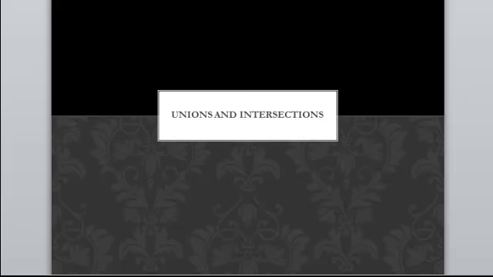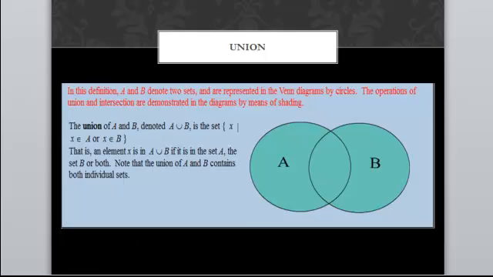This section is about unions and intersections. Okay, this is the real definition for a union. A and B denote two sets and are represented in the Venn diagrams by circles. The operations of union and intersection are demonstrated in the diagrams by means of shading.